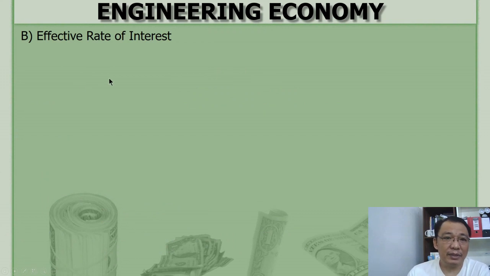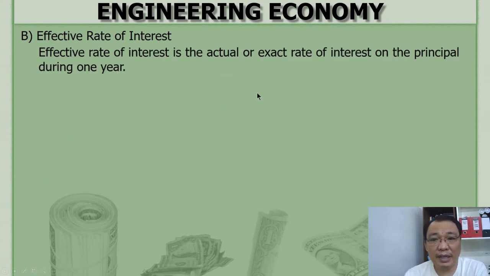The other one is the effective rate of interest. The effective rate of interest is the actual or exact rate of interest on the principal during 1 year. The nominal rate of interest will earn interest more than once, depending on the compounding period. If quarterly, interest is earned 4 times a year. So how much interest you actually get in 1 year is called the effective rate of interest.